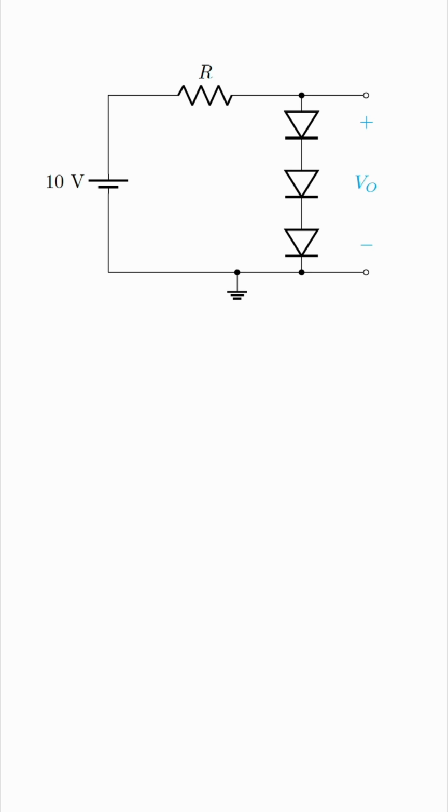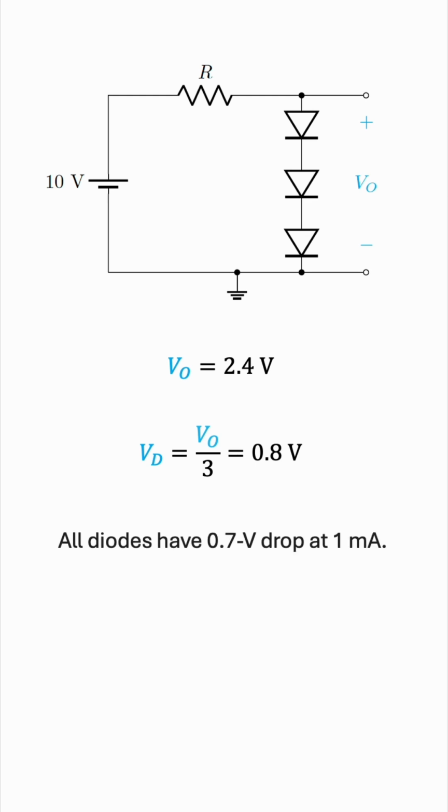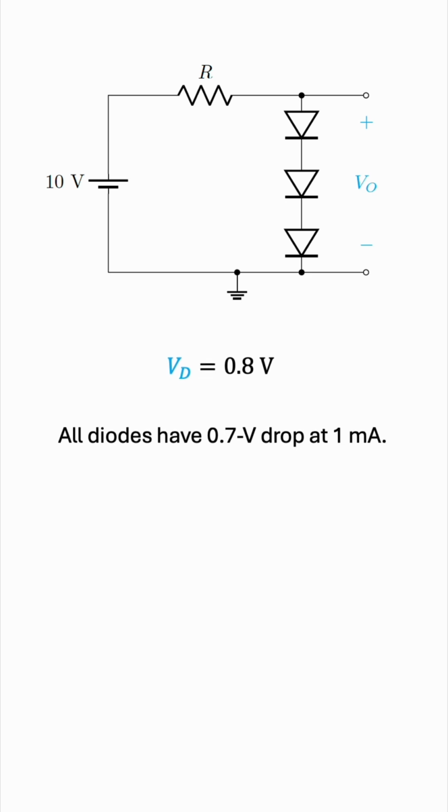We're told that the output voltage is 2.4 volts, so this means that the voltage of each diode must be 0.8 volts. But the problem also says that each of these diodes has a voltage drop of 0.7 volts at 1 milliampere. So why this discrepancy in the voltage? Well, it's because the 0.7 volts only applies at 1 milliampere, which is not necessarily the current in this circuit. So, does this mean there is an equation relating the current of a diode to its voltage?